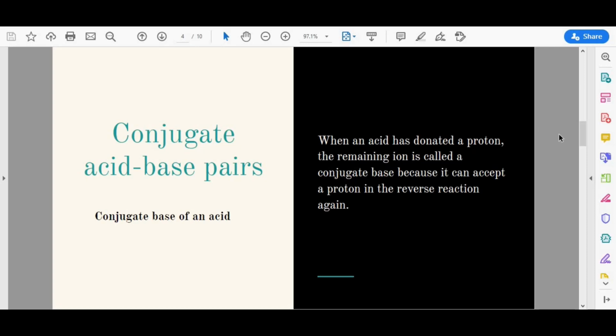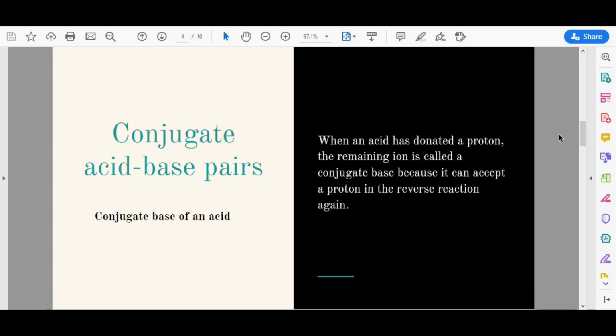Now, what happens is when an acid has donated a proton, and as a reminder or recap of last week, acids are proton donors, whereas opposite to acids are bases, which are proton acceptors. Yes, I am correct. Acids donate, while bases accept. So when an acid has donated a proton, the remaining ion is called a conjugate base, because it can accept a proton in the reverse reaction again.